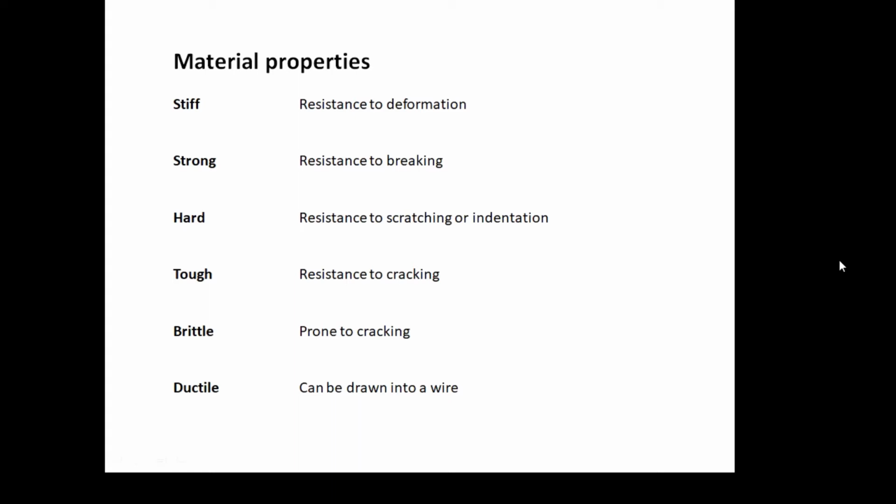Stiff means resistance to deformation. Strong means resistance to breaking. Hard is resistance to scratching or indentation. Tough is resistance to cracking. Brittle is the opposite of tough. It's prone to cracking. And ductile means can be drawn into a wire.